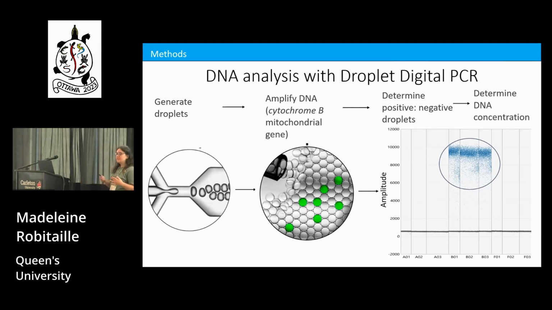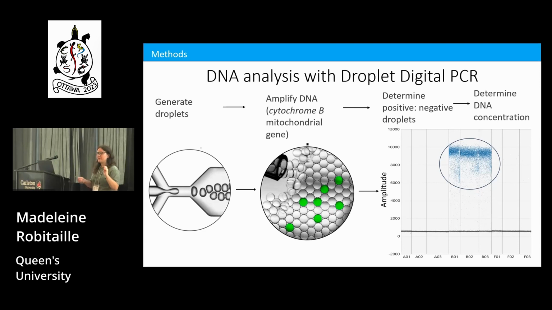The way that this works is ddPCR partitions the sample into tens of thousands of individual droplets, each of which is treated as a separate polymerase chain reaction. A given droplet is either positive or negative for the target DNA fragment. And I'm amplifying the DNA using a cytochrome B primer and probe set for each mitotype. So each mitotype has a different target. And this is the mitochondrial gene, which is what I'm interested in. And then I determine the concentration of DNA based on the proportion of positive to negative droplets.